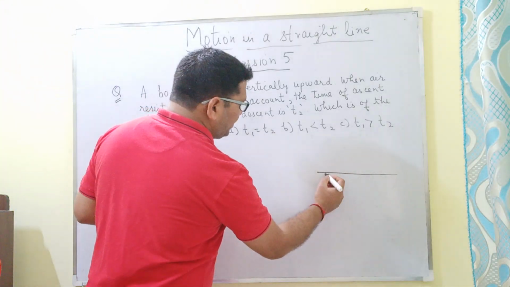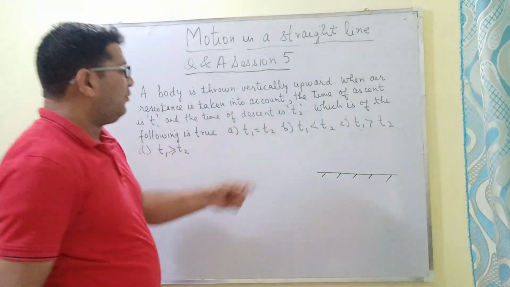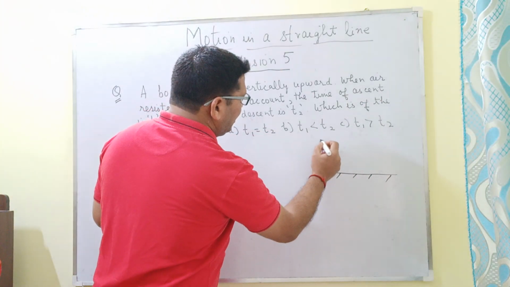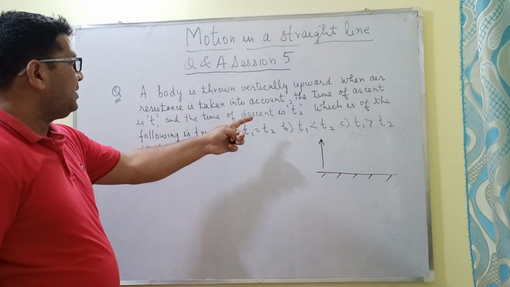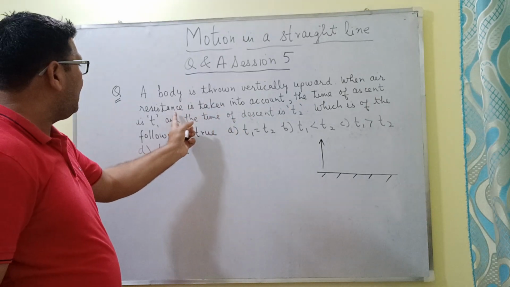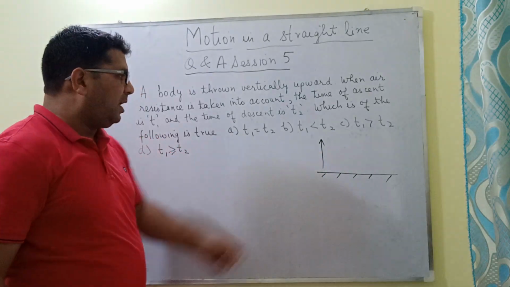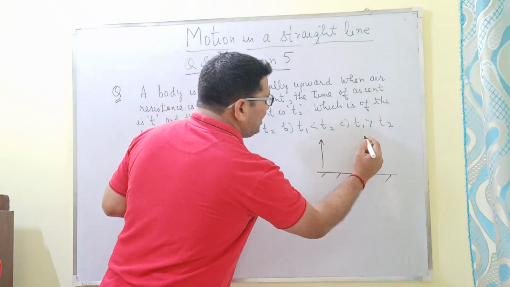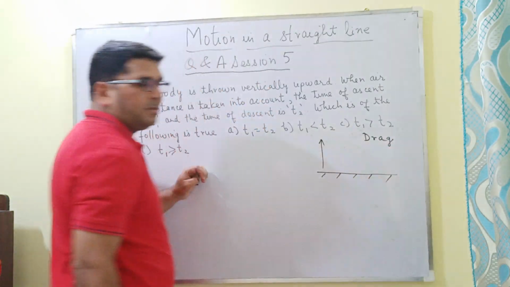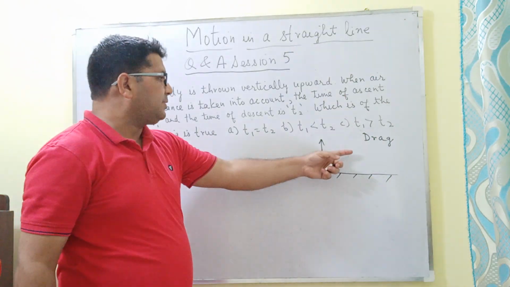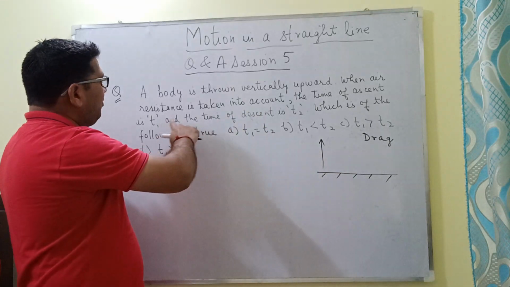So this is the ground, this is the surface, and now a body is thrown vertically upward, that is in this direction. Now here it is written that the air resistance is taken into account. That is, there is some air resistance, and air resistance is also known by the name of drag.